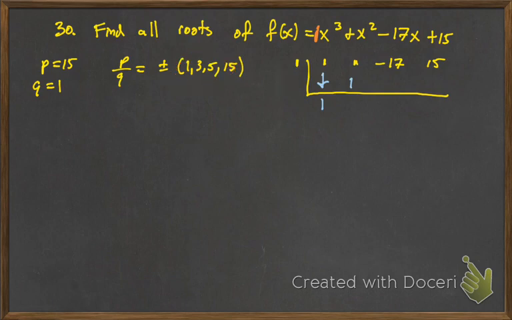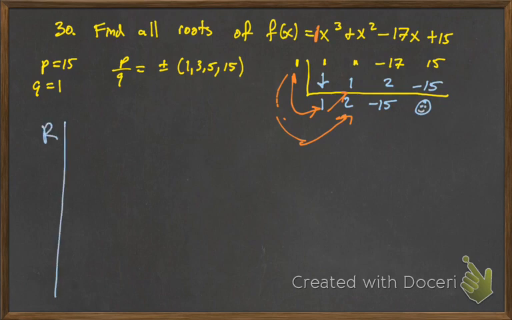Okay, so first thing to do is bring down that first 1, and then you're going to multiply this by 1, and that's going to give us that. And then we'll add 1 plus 1 is 2. And then we'll multiply 1 times 2, which will be 2. And then we'll add that to the negative 17, which will give us negative 15. Multiply one more time, and we get a remainder of 0.